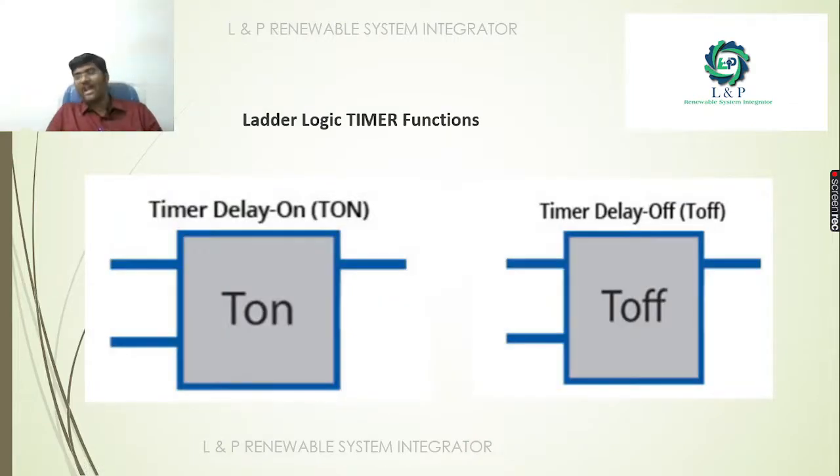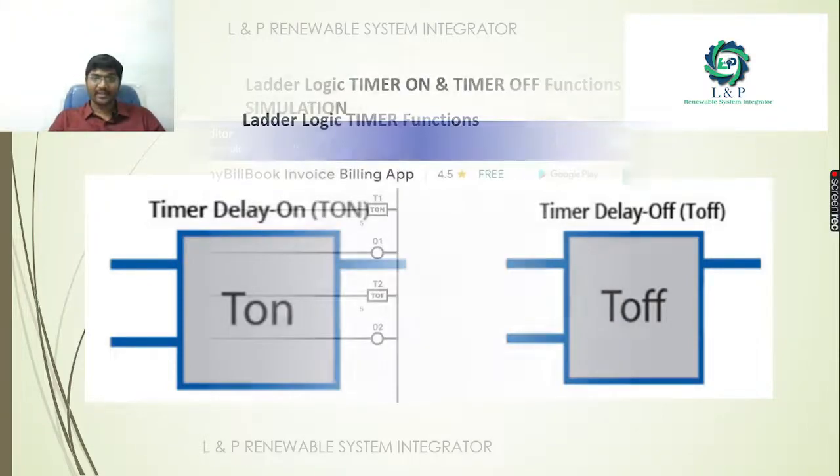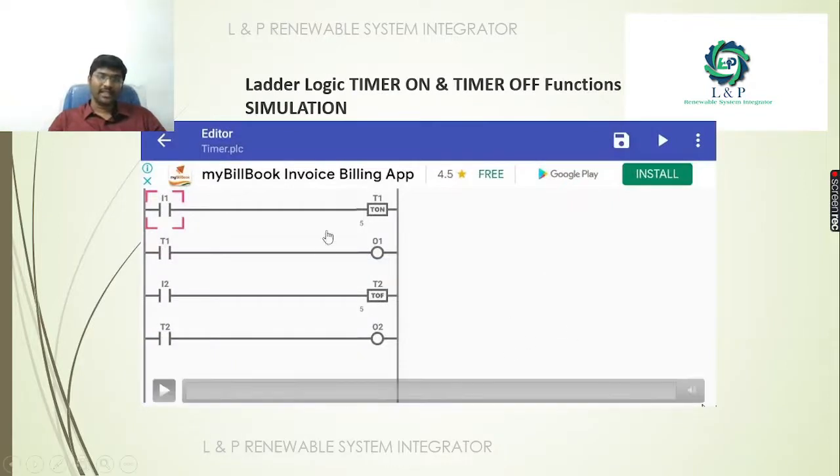And what are the types of timers we have? We have the on delay timer, we have the off delay timer, and we even have a timer with both the functions. See here, this is an on delay timer. Here we are enabling this simulation using the timer on and off function. See here, we have one timer with a value of 5, that is 5 seconds.